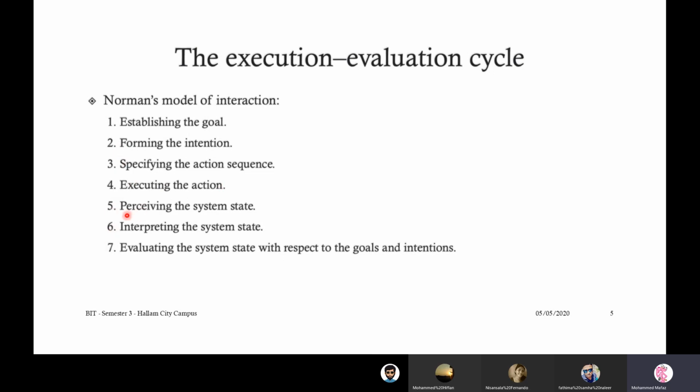Once the system responds, how do you perceive the system state? As a user, how do you capture the system state and how do you interpret it? And finally, you compare it with your goals and intentions, right? So basically these 7 things we can divide into 3: first, you establish the goal, then you have the execution part, then you have the evaluation part. So if an MCQ question comes, you should be able to know which step comes under which cycle.